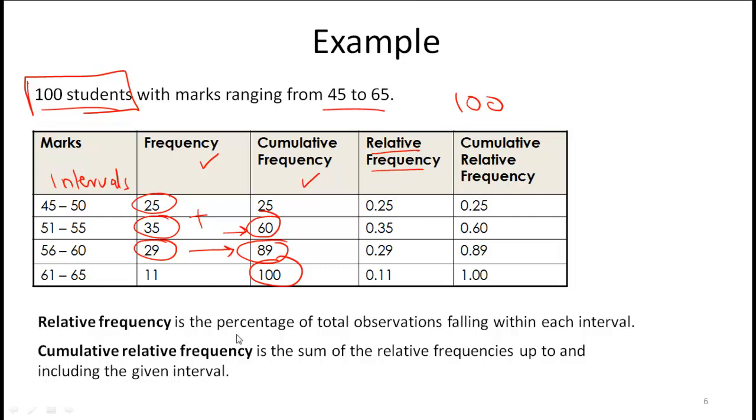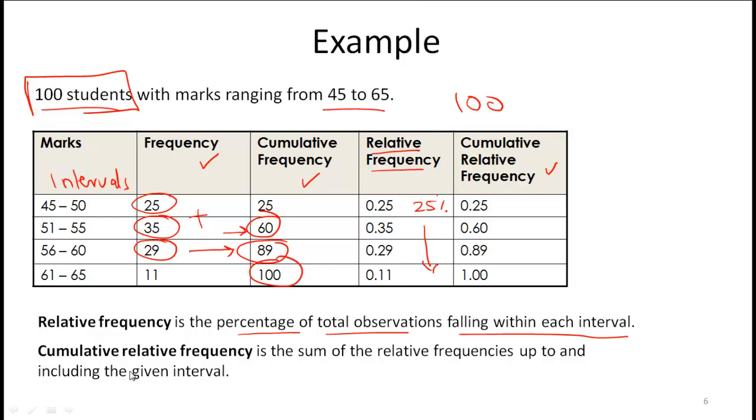Relative frequency is quite similar. It is the percentage of total observations falling within each interval. So the total observations are 100. If in this first interval of 45 to 50, you have 25 students, then the percentage is 0.25 or 25%, and then 35 out of 100 would be 0.35, and so on. So that's relative frequency.